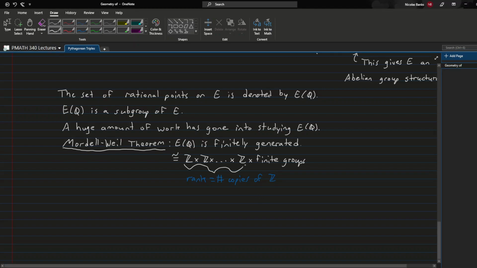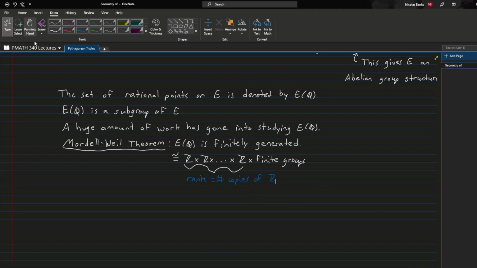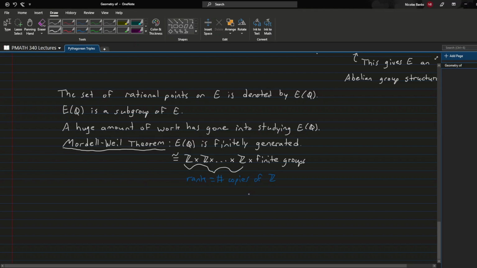Once you find out that E of Q is finitely generated, you know it has a finite rank, and so one natural question to ask is, what's the rank? And how do we compute the rank of a given elliptic curve? Is there an upper bound so that every elliptic curve has a rank lower than or equal to that specified upper bound? There's really not much we can say about it, and that's the subject of a very important problem in math called the Birch and Swinnerton-Dyer Conjecture.